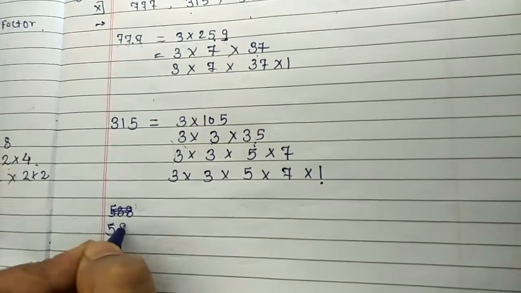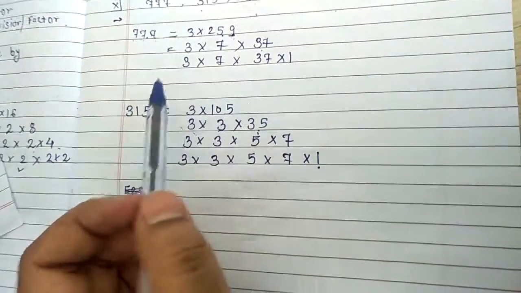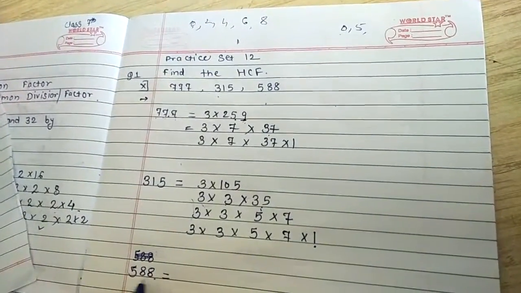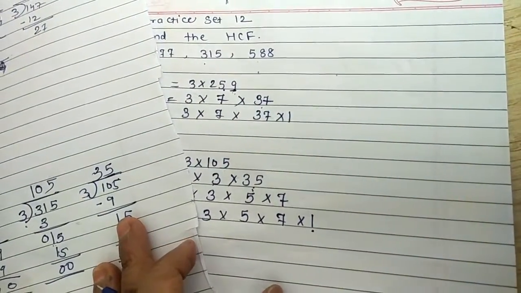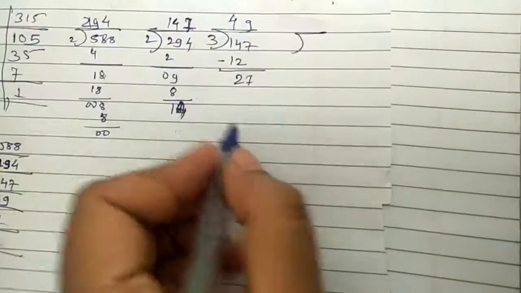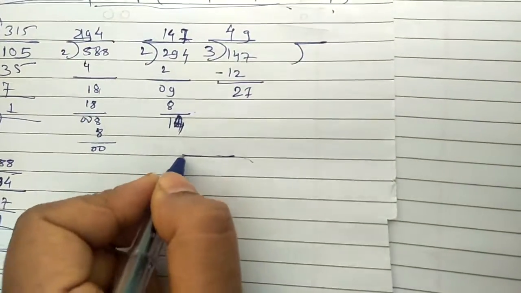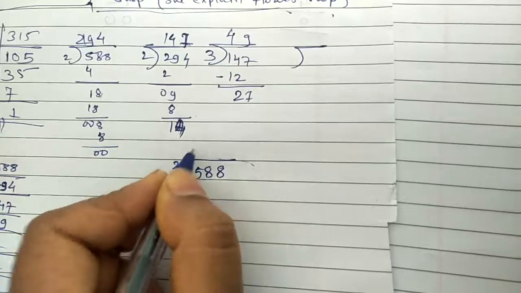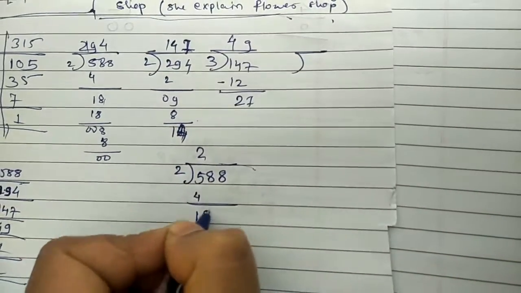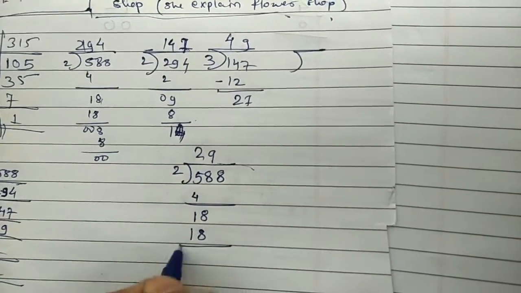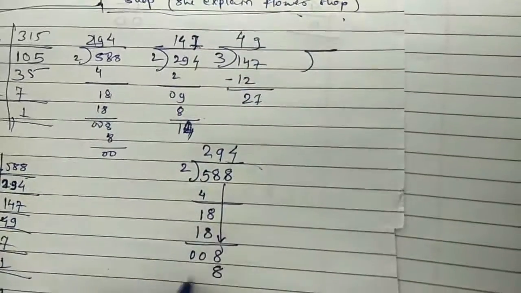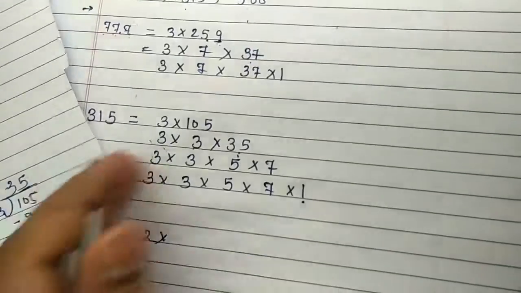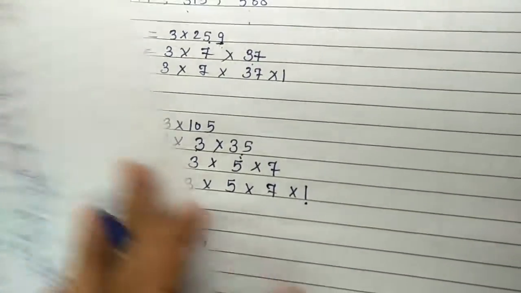Wait, I will write it down here. 588, which number can we divide it by? The unit place is 8, so we can divide by 2. So 2 into, now see here, 588. 2 2s are 4, carry 1, 18. 2 9s are 18, 0. This 8 we took here. 2 4s are 8. So 294. Okay, 2 into 294.